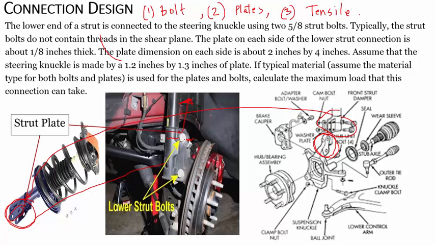Now this is very simple. We're just going to calculate these three steps. Let me show it here. Step number one is to check for the weak bolt. So imagine that the bolts are going to fail. They're not strong enough to hold this connection.